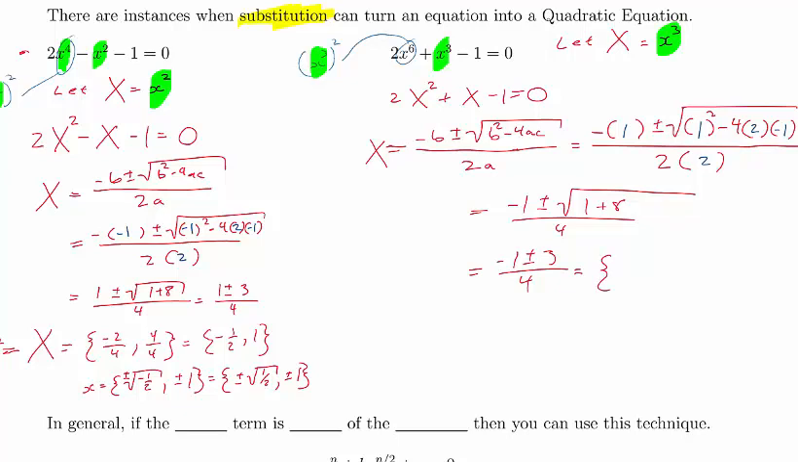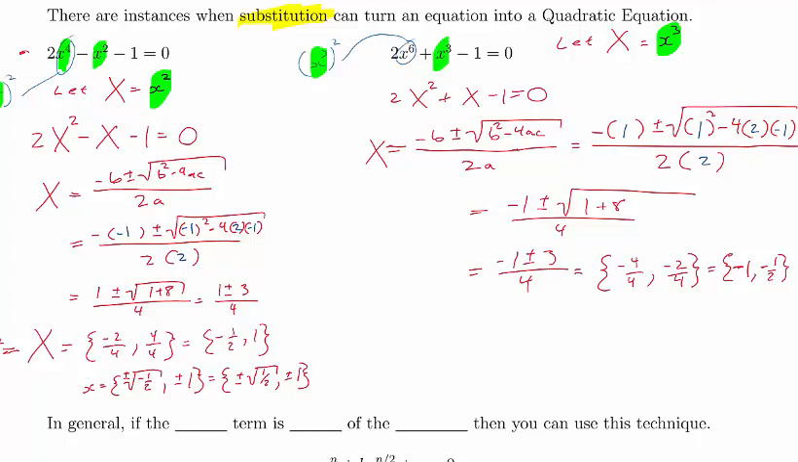And so first we minus the 3, so we get negative 4 divided by 4. Then we add the 3, so we get negative 2 divided by 4. And we get negative 1 and negative 1/2. Similar results to last time, but not quite the same.